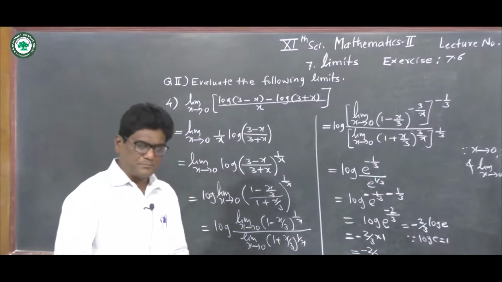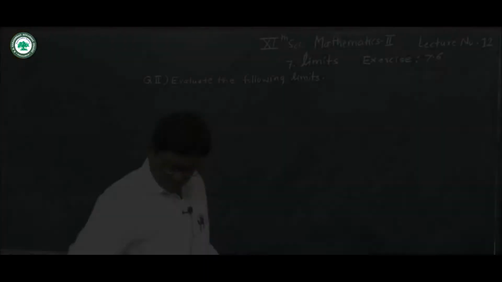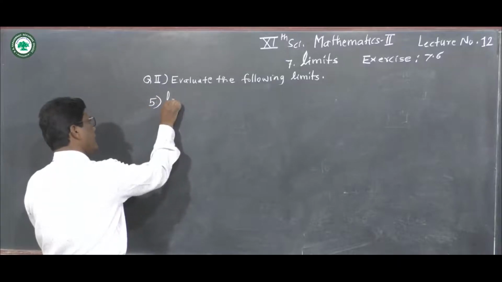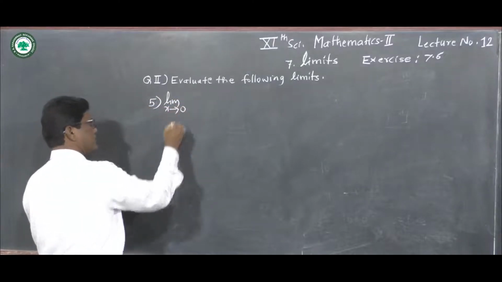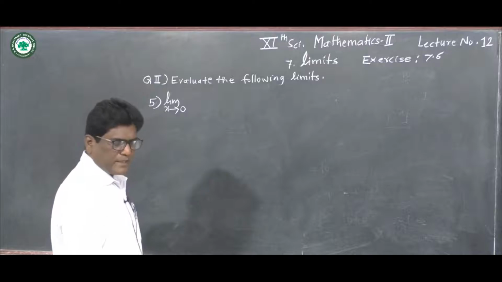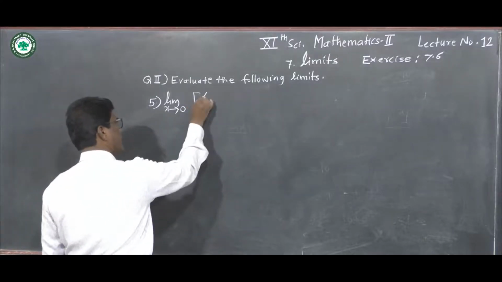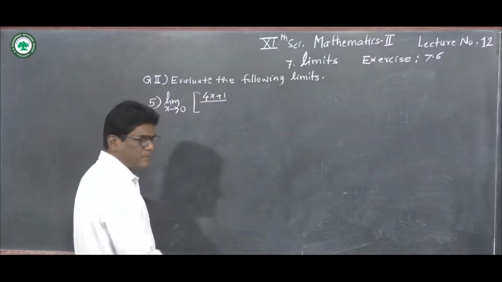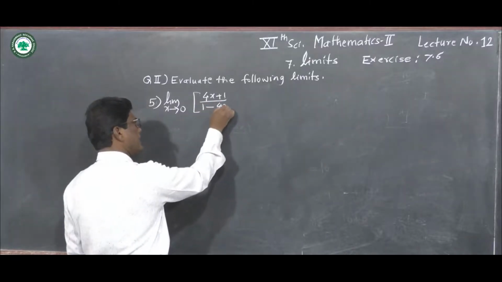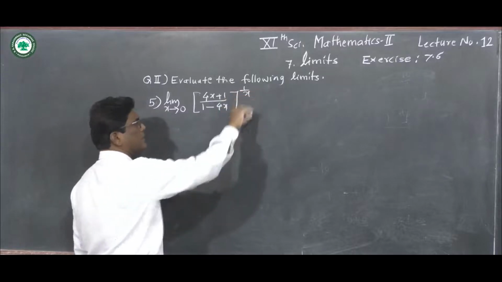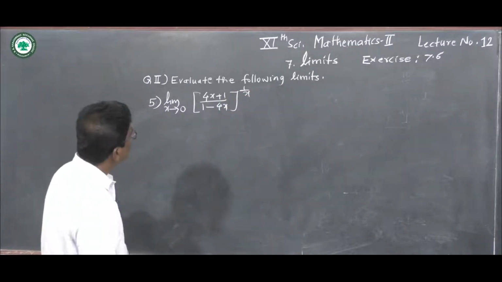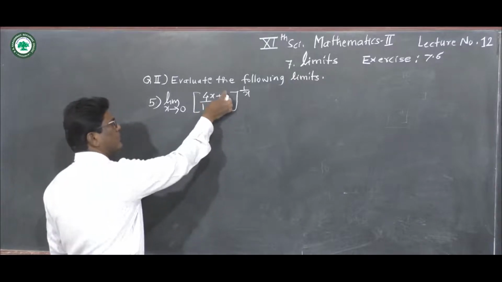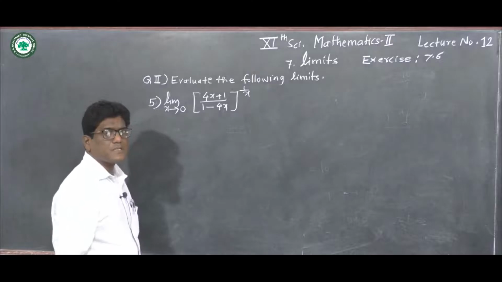Now the fifth problem. Limit x tends to 0, 4x plus 1 divided by 1 minus 4x, the whole to the power 1 upon x. Now see, in the numerator we have 4x plus 1, and in the denominator 1 minus 4x. We write 1 firstly and then 4x, that is 1 plus 4x.